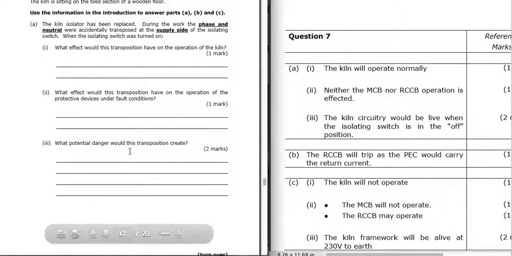Potential danger this would cause? Well, if we switch the phase but we've transposed the phase and neutral, when we switch off, then the kiln could still be live when the isolation switch is in the off position.